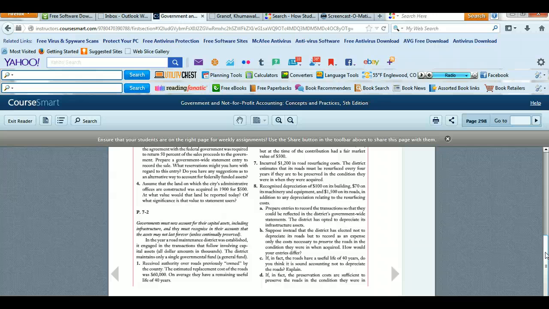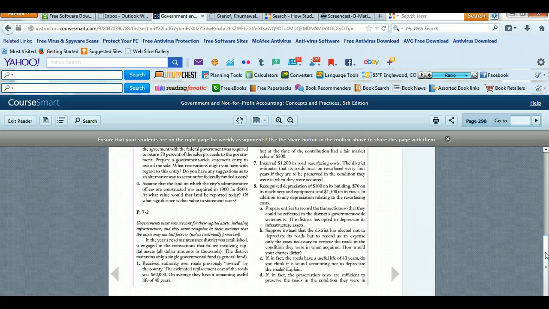So we know then we're going to have long-term assets, and it tells us in A that the district opted to depreciate its infrastructure assets. So there are times when the infrastructure, they can choose not to depreciate them based on certain conditions, but they're telling us that they will be depreciated. So let's take a look at this exercise and work through this together.